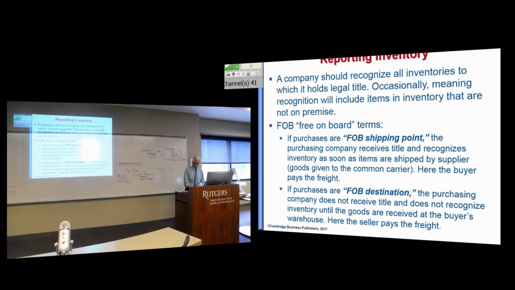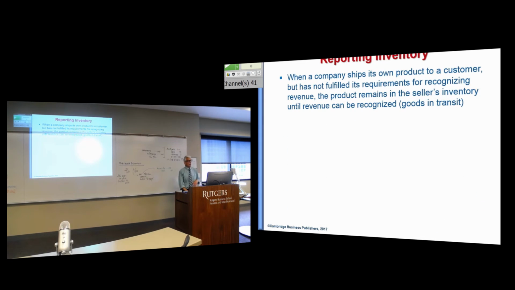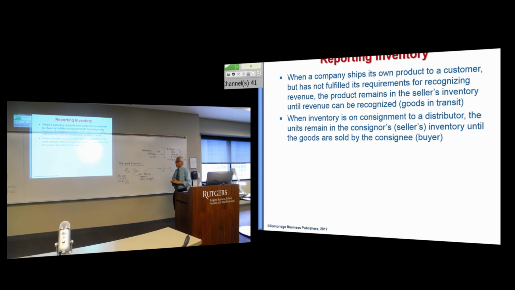And I know we also talked about the problems. We already mentioned this, consignment. Goods on consignment is the same thing, where goods are sitting in somebody else's warehouse, but you still own them. You still own them. All right, now, and by the way, goods in transit, that's related to FOB destination.